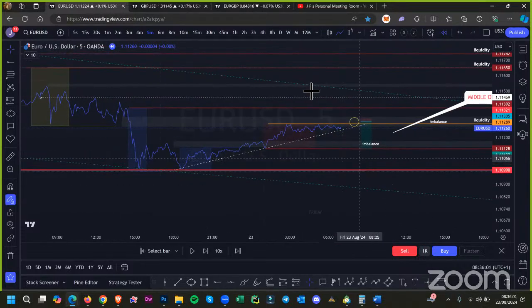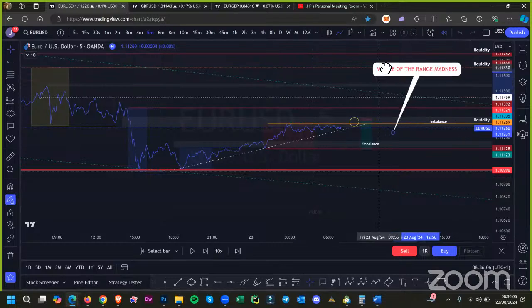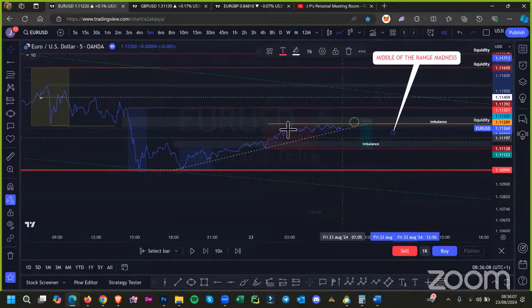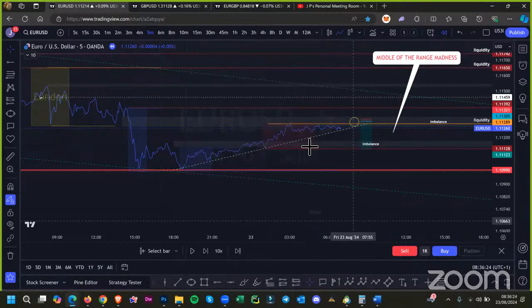So we identify the range. Now I put this little message in here because we're kind of in the middle of the range, which I don't love. I'm not going to lie to you. In the middle of these two green lines, it's a bit of an issue for me. But either way, we see this Asian session, which is this red block here. I'll put some labeling in here. It's the morning, coming to 7 o'clock.